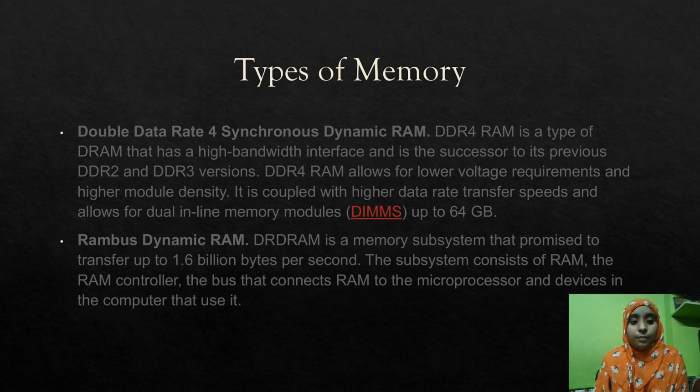Rambus dynamic RAM, RDRAM. It is a memory subsystem that promised to transfer up to 1.6 billion bytes per second. The subsystem consists of the RAM, the RAM controller, the bus that connects RAM to the microprocessor, and devices in the computer that use it.